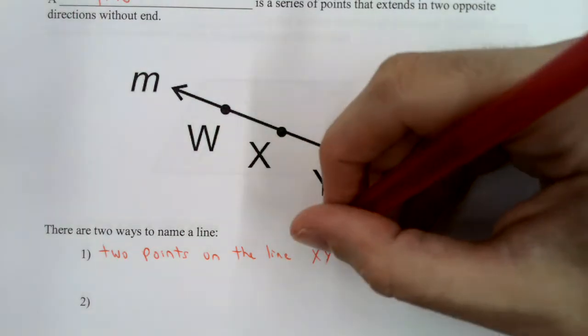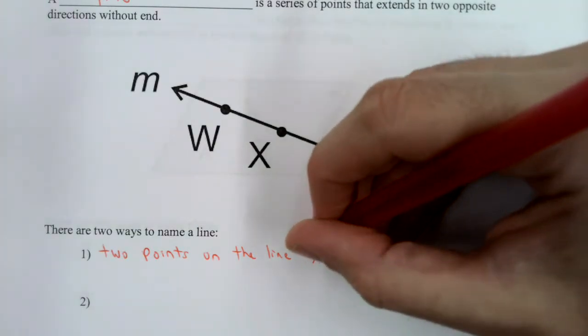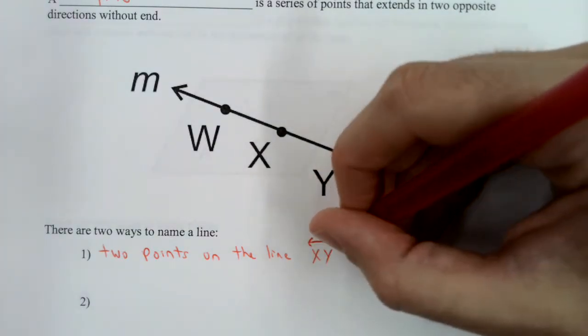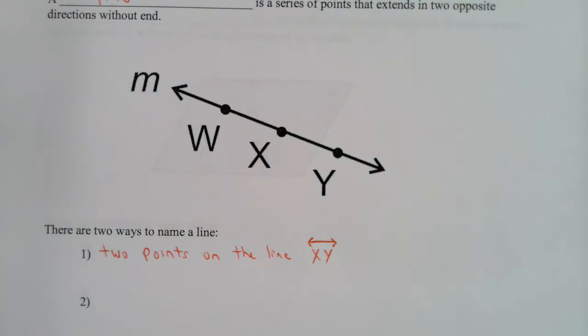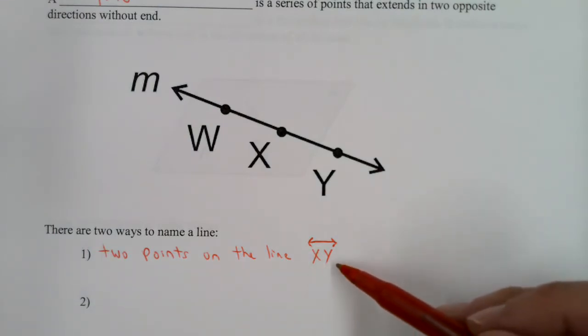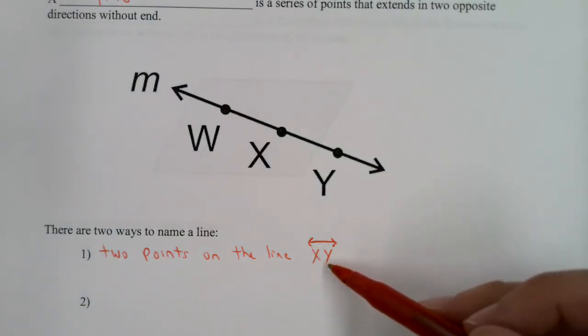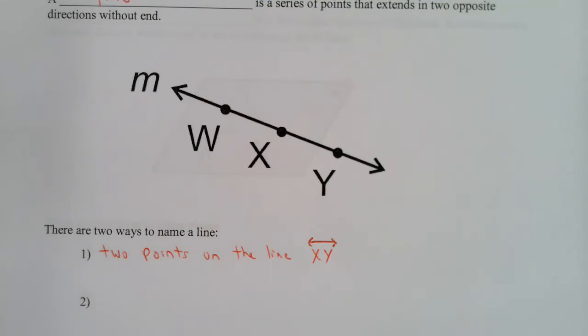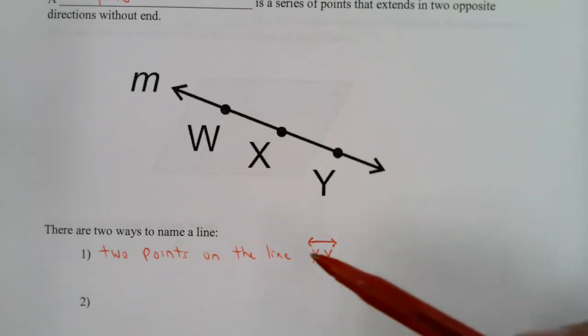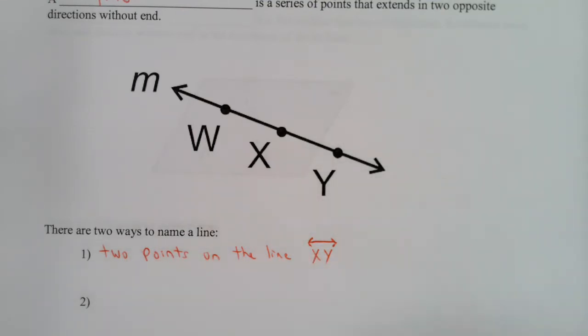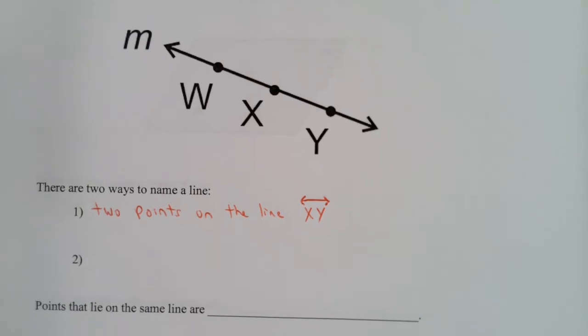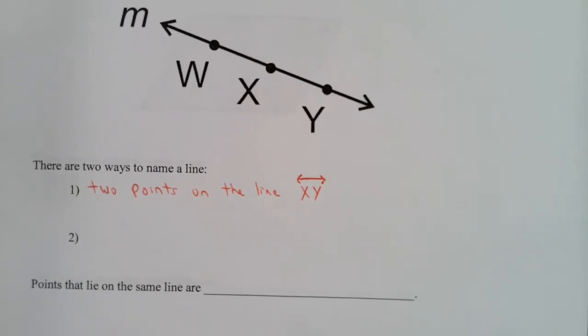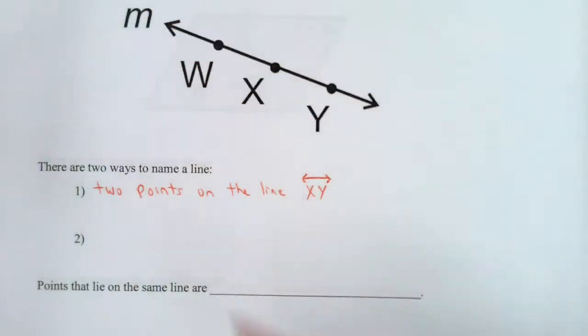And you're going to use this symbol above it. Okay? Notice how it has arrows on each end. Now, it doesn't matter if you put X first or Y first. So if I put YX, it's the same exact thing. But again, the key word is it's only 2 points. So you only use 2 points. Don't put WXY. The other way you can name a line is you can name it with a single lowercase letter. It'll usually be labeled off to the side like that.